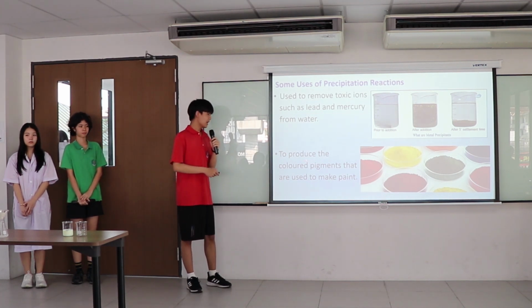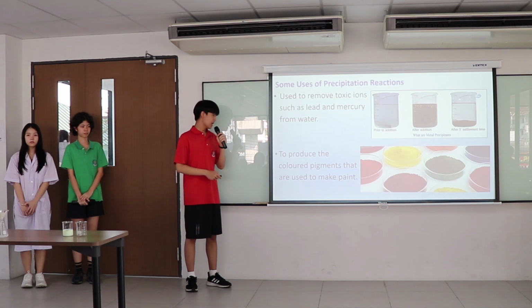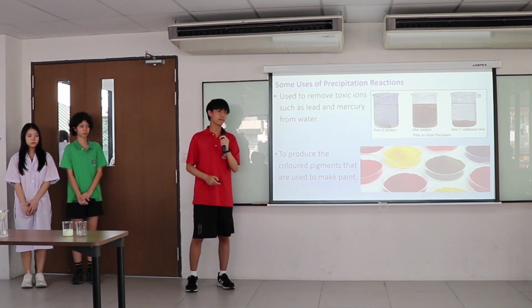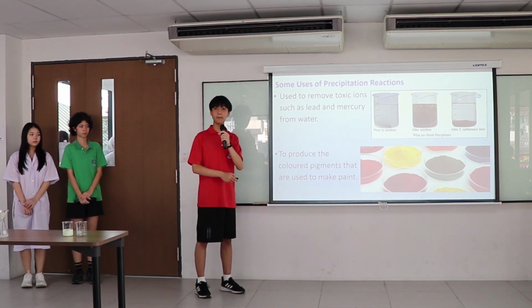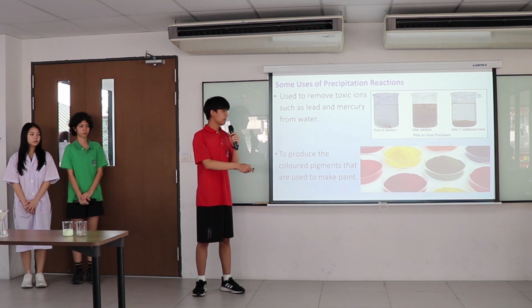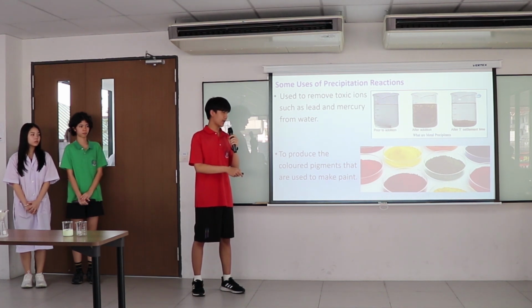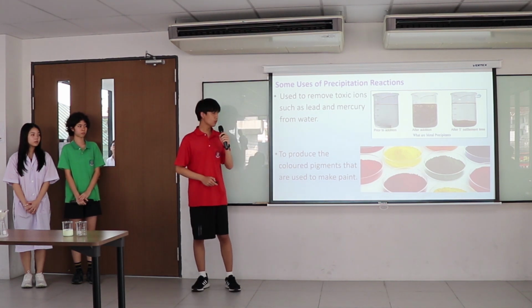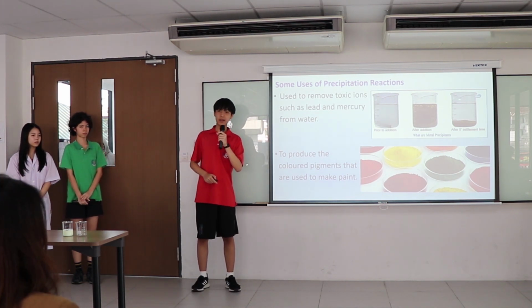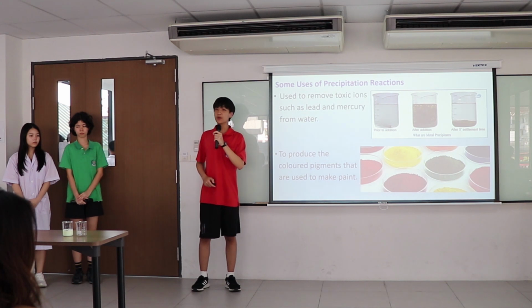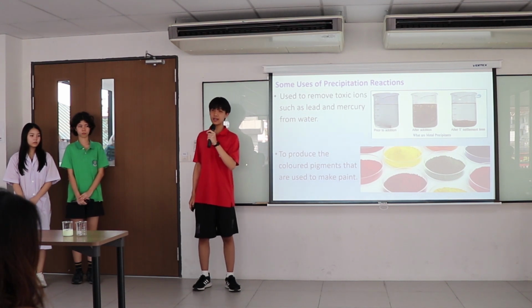So my second example is that it can produce the colored pigments that are used to make paint. Examples are copper ions, which can be used to make blue, cobalt ions, which are pink, and nickel ions, which are green. So these metal ions have colored pigments, which are then used to make paint in the paint industry.